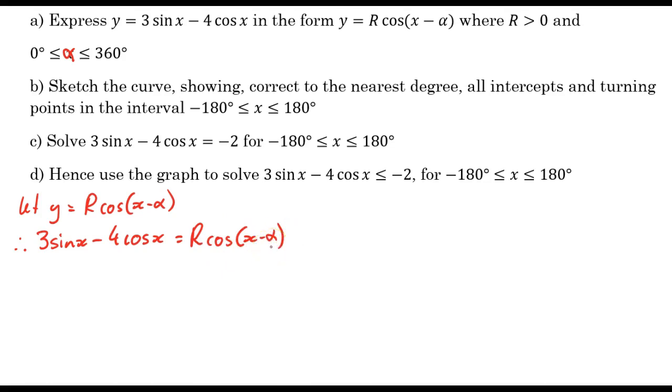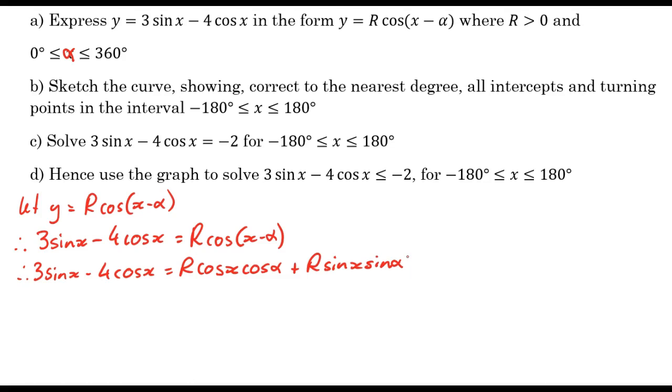Now, cos x minus alpha, if we remember these composite angle formulas, I can expand that. So we're going to say that 3 sine x minus 4 cos x equals r times cos x cos alpha plus r sine x sine alpha. Go back and check that identity if you need. That's that expansion there. Cos a plus b, if you like, is cos a cos b minus sine a sine b, so a minus b is plus sine a sine b.